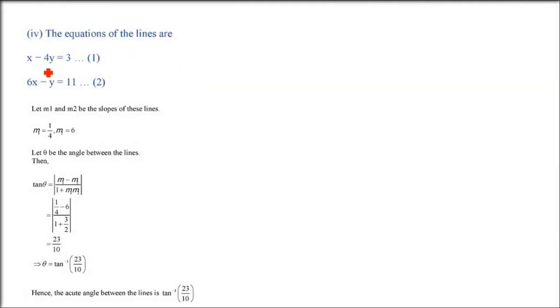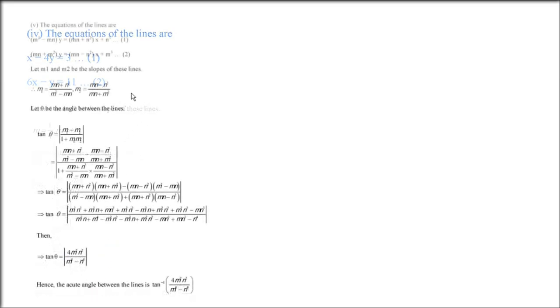So this also you can do. This is m1 by 4, this is m6. Put it here, you will get 23 by 10. Theta will be tan inverse 23 by 10. This is the acute angle between these lines.